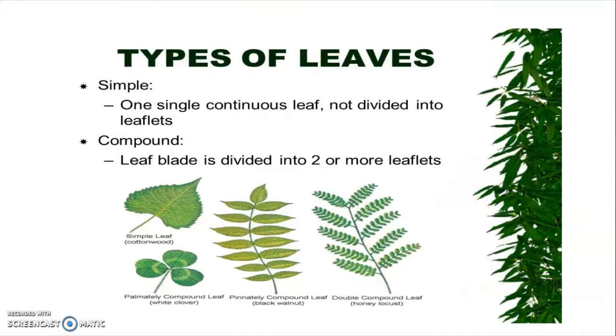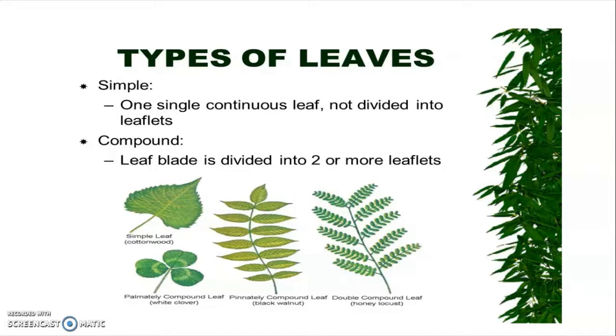Types of leaves. We have two types of leaves, simple and compound. Number one, the simple leaf, is one single continuous leaf not divided into leaflets. And number two is the compound leaf, where the leaf blade is divided into two or more leaflets.